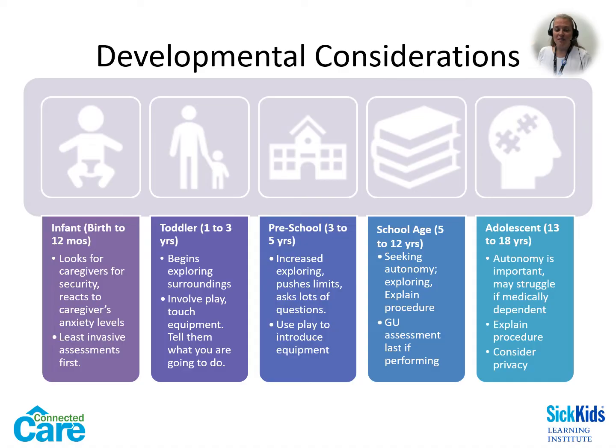School-age children are from 5 to 12 years of age. A key feature of this age group is that they're starting to seek autonomy. Providing time to explain the procedure or assessment and providing options for the child can be helpful.